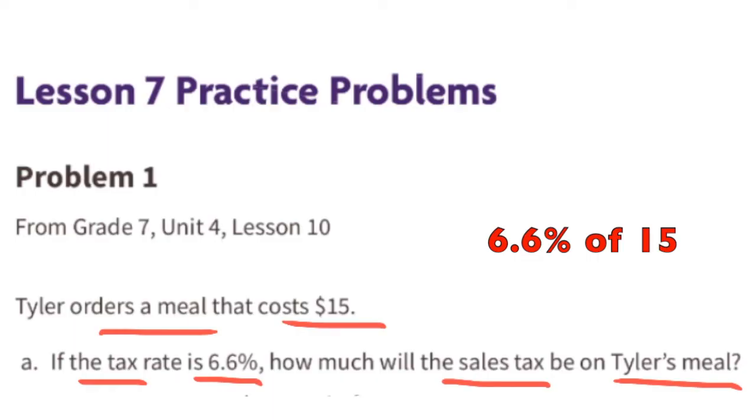6.6% can be rewritten as 0.066, and "of" can be rewritten as a multiplication symbol. Now the expression reads 0.066 times 15, and that equals 99 hundredths, or in this case, 99 cents. The tax on Tyler's meal will be 99 cents.